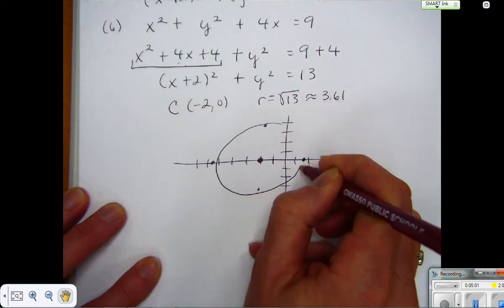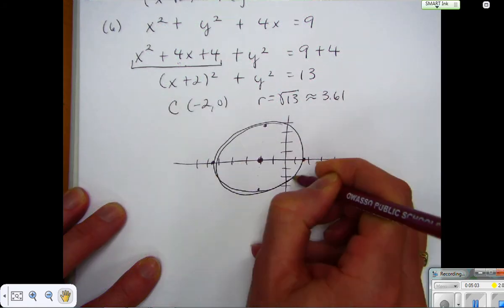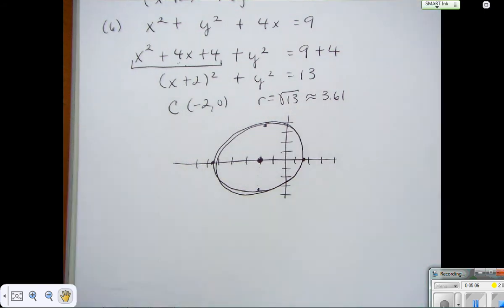My circles always look terrible. Thank you. So just do the best that you can on it, yes.